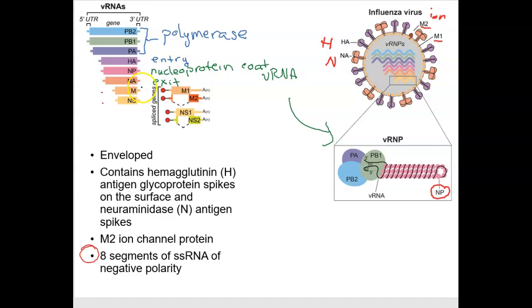So, matrix is spliced. That means it's spliced just like your RNAs are spliced, so it's got to be in the nucleus. And so again, M1 is our most abundant, and that forms the protein shell that's right under the envelope. And M2 is our ion channel.